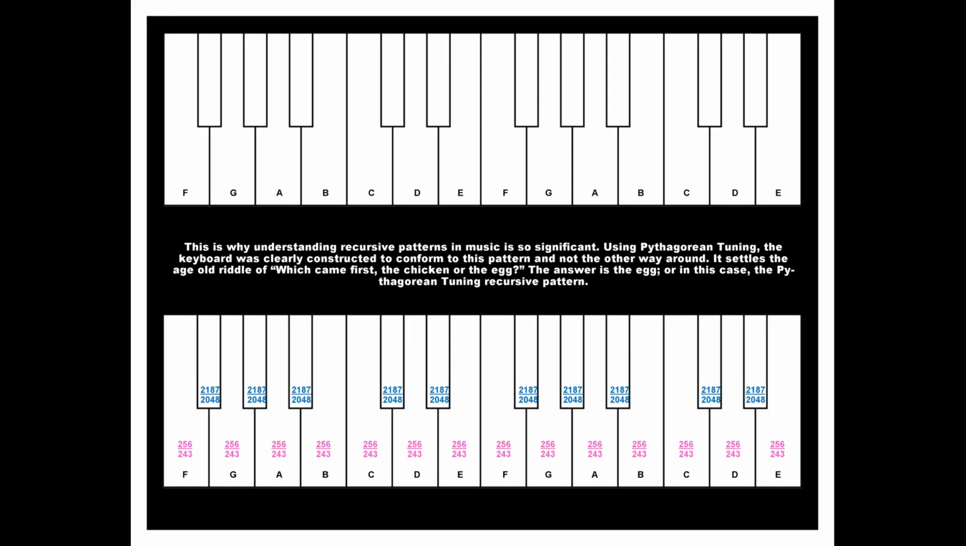This is why understanding recursive patterns in music is so significant. Using Pythagorean tuning, the keyboard was clearly constructed to conform to this pattern and not the other way around. It settles the age-old riddle of which came first, the chicken or the egg. The answer is the egg, or in this case, the Pythagorean tuning recursive pattern.